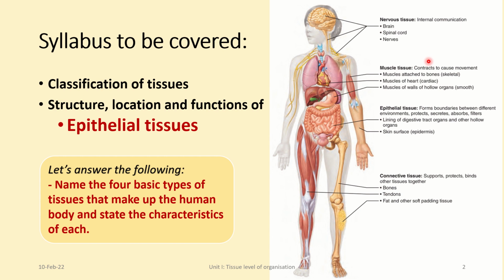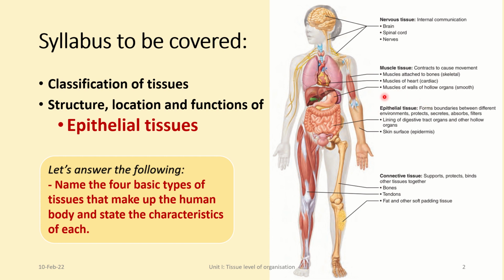These muscle tissues are used to make the muscles which are attached to the bones, which are called skeletal muscles. The ones that make up your heart are known as the cardiac muscles. And the ones lining the walls of hollow organs are smooth muscles, for example, those that line the gastrointestinal tract.